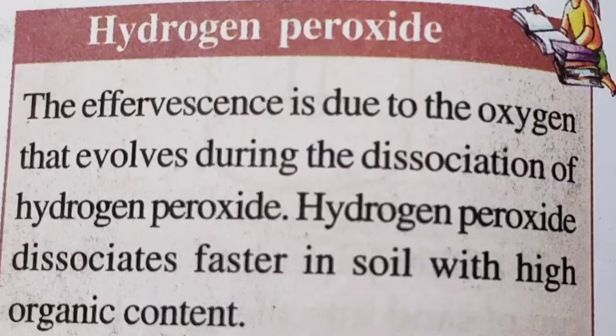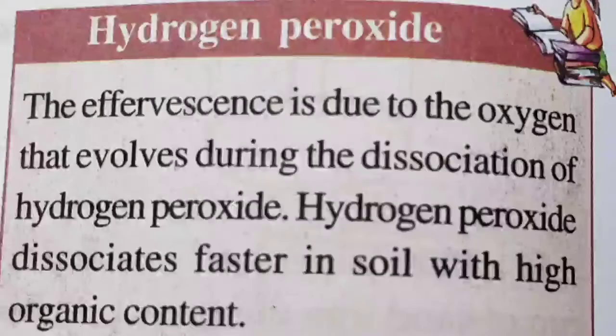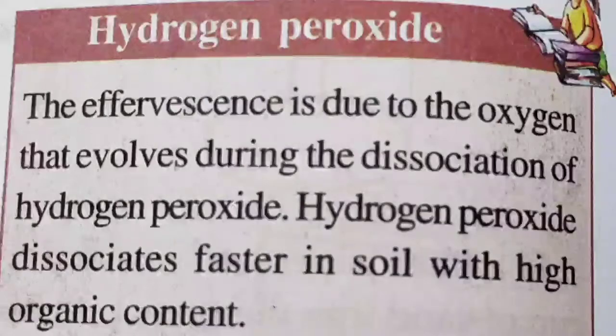We can use hydrogen peroxide to test the organic content of the soil. You can watch effervescence when you pour some hydrogen peroxide into the soil which contains organic matter. The effervescence is due to the oxygen that evolves during the dissociation of hydrogen peroxide. Hydrogen peroxide dissociates faster in soil with high organic content.